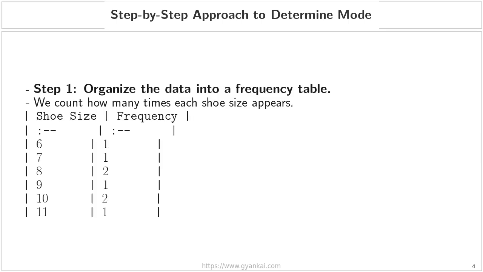Let's look at our table. For a shoe size of 6, the frequency is 1. For size 7, the frequency is 1. For size 8, we see the frequency is 2. For size 9, it is 1. For a size of 10, the frequency is also 2. And finally, for size 11, the frequency is 1. By laying it out this way, we can clearly see which numbers are repeating, which will lead us directly into our next step of identifying the maximum frequency.